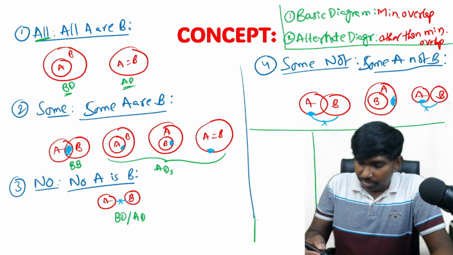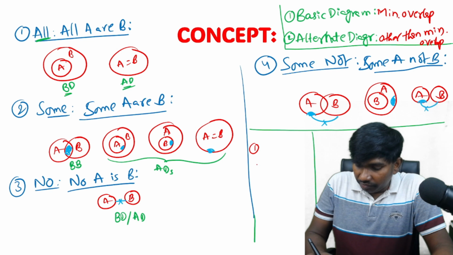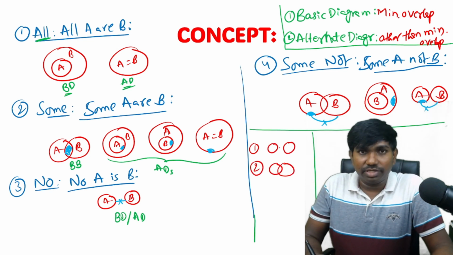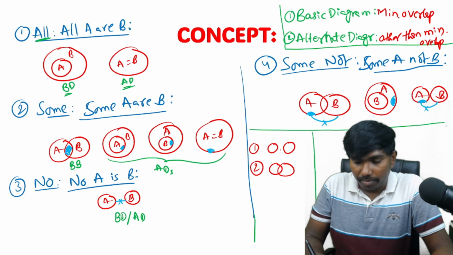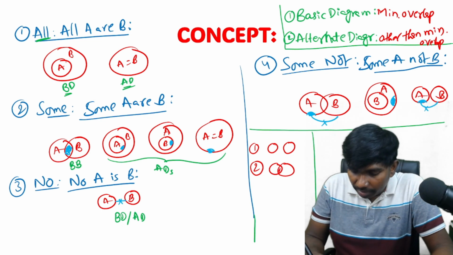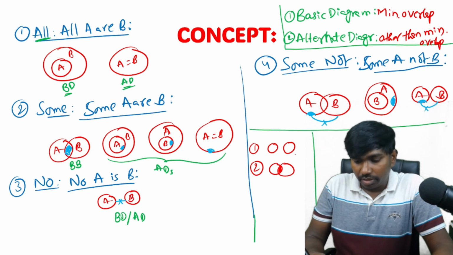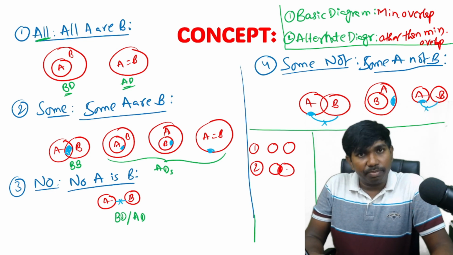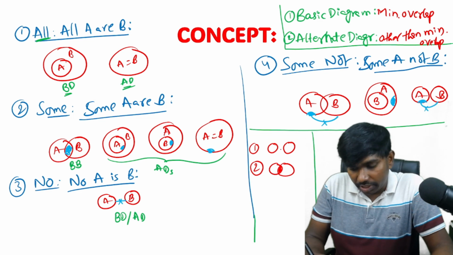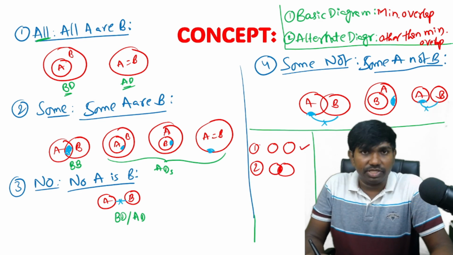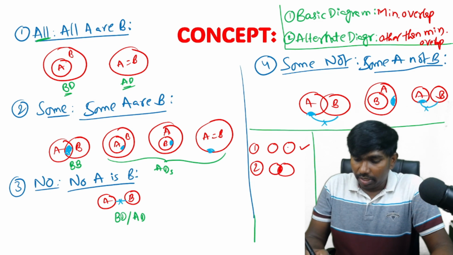And in the third case, what is the minimum overlapping diagram? See how to decide the minimum overlap diagram. Between 1 and 2, what is the minimum overlap? Yes, first, because don't get confused with the word overlap. There is no overlap, that means 0% overlap. Here some overlap is there, right? 0.1% or 1% may be there. So 0% is minimum. That means this is the first priority in selecting the basic diagram, minimum overlapping between these two.